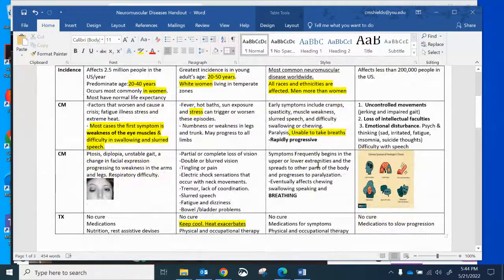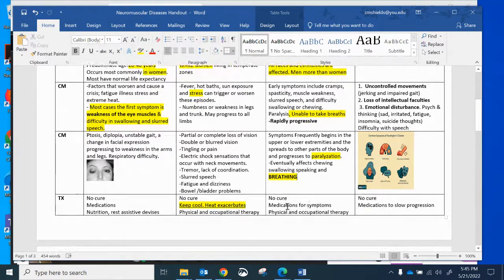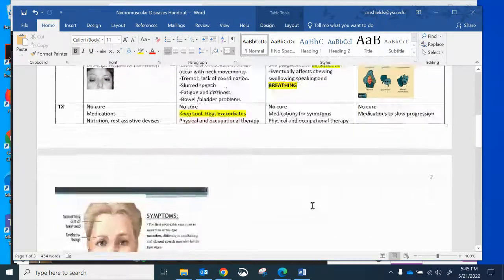Symptoms frequently begin in the upper and lower extremities and then spread to other parts of the body and progress to paralyzation. So they will progress to being paralyzed. Eventually, it affects chewing, swallowing, speaking, and then again, right here, breathing is affected. And that's why this is fatal. No cure. There's some medications for symptom management, physical and occupational therapy.